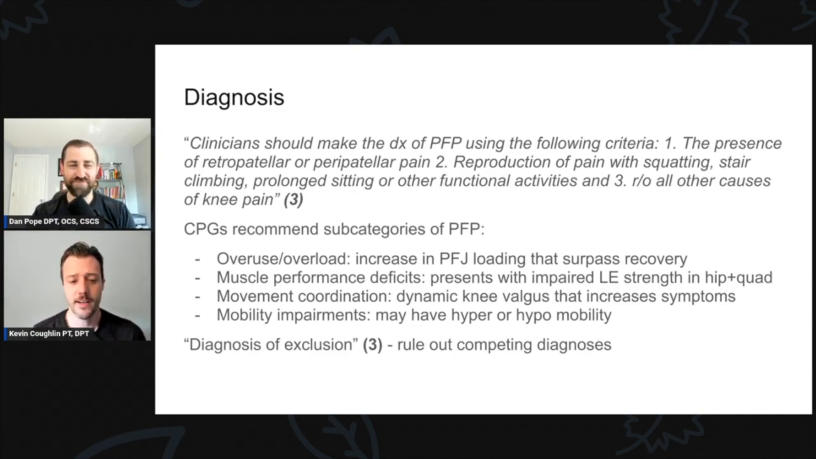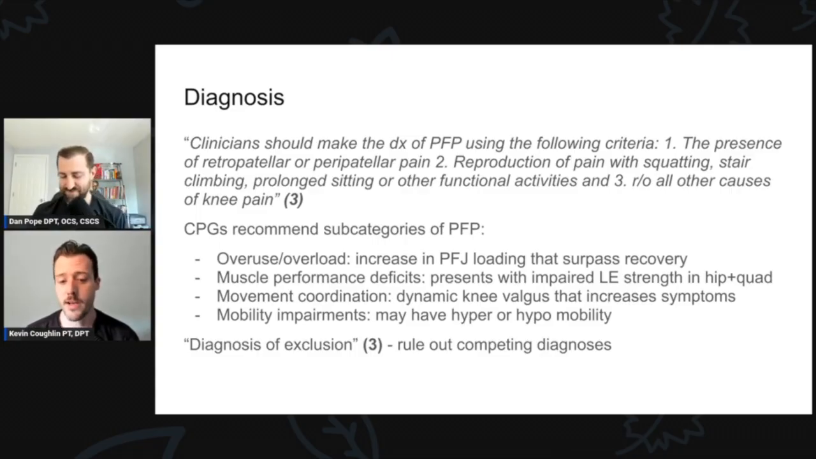And then the clinical practice guidelines does try to subcategorize patellofemoral pain a little bit. So maybe you'll see someone who fits in the category of a more overuse or overloaded patellofemoral joint. So maybe this is someone who is very active in sports, weightlifting, that type of thing. So it's primarily an overuse issue. We may see a muscle performance deficit. So someone who presents with quad and hip weakness, we could categorize them in that group. That movement coordination that we talked about. So maybe they have that dynamic knee valgus that increases their symptoms. And we find if we modify that, it's something that could make them feel better.